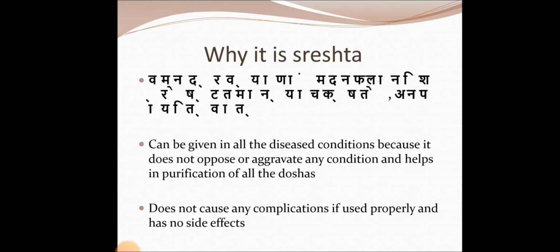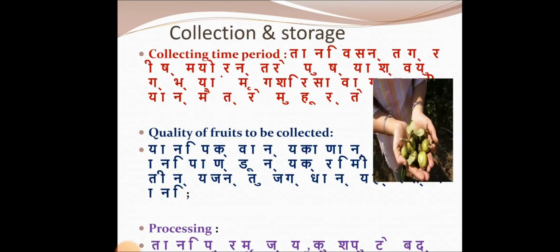Coming to collection and storage. By seeing this quotation you will be afraid of how to learn this sloka, but you can categorize it into collecting time period, quality of fruits to be collected, and processing, and learn the quotation. This is very, very important. The collecting time period mentioned is Tani Vasanta Grishmayor Andare Pushya Ashwayupyam Mrigashirasava Grihniyat Maitre Muhurte.